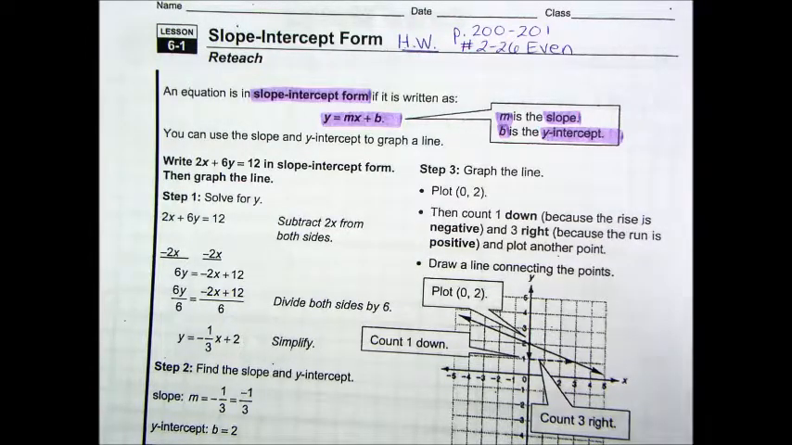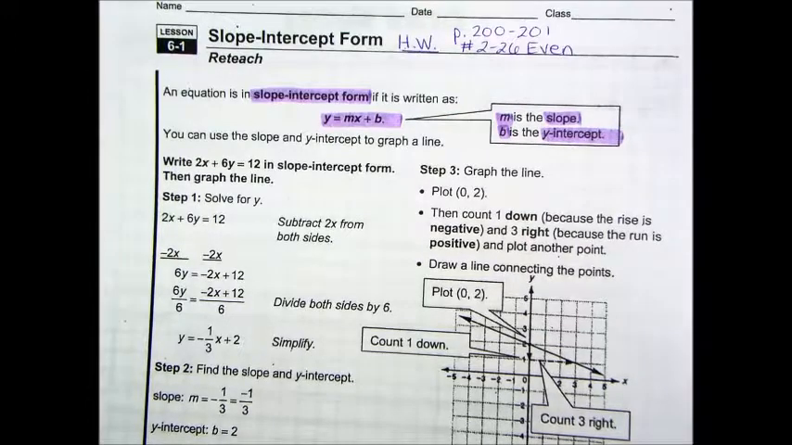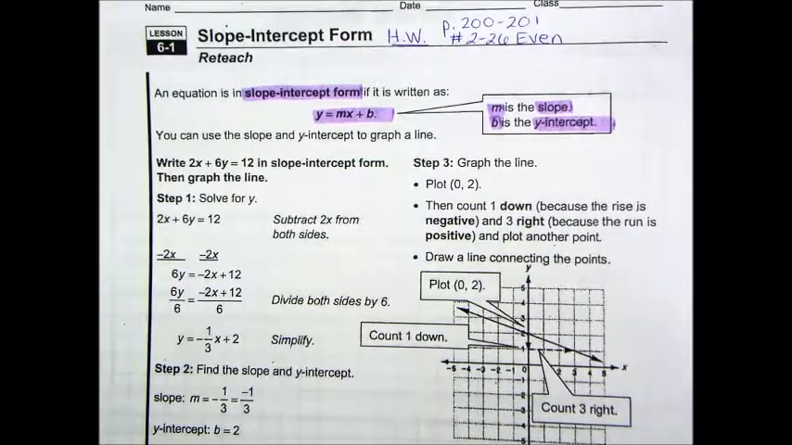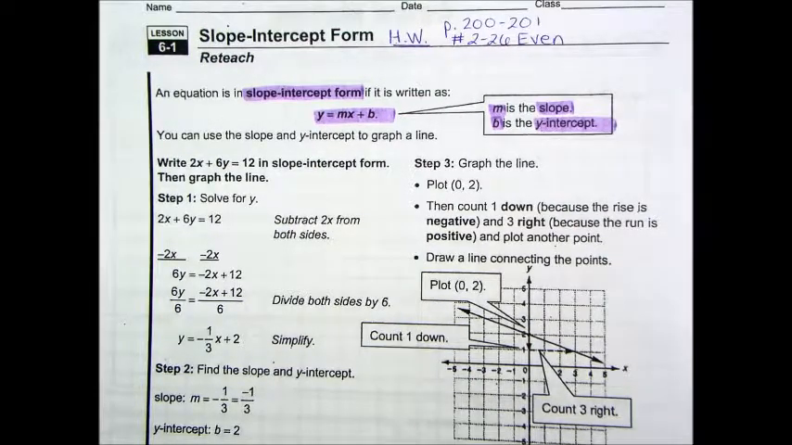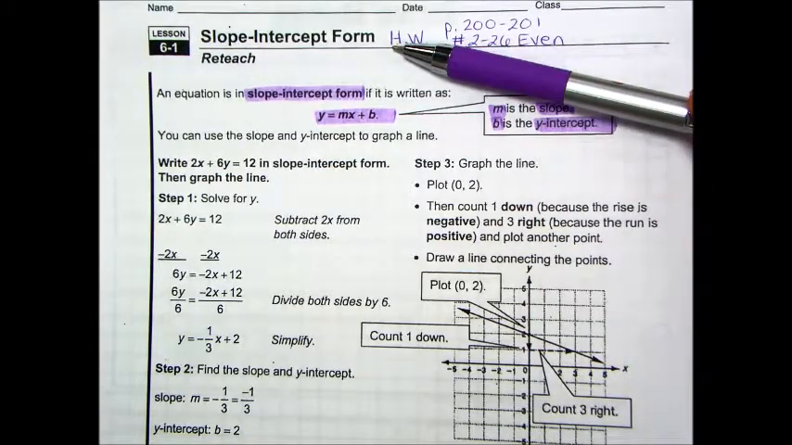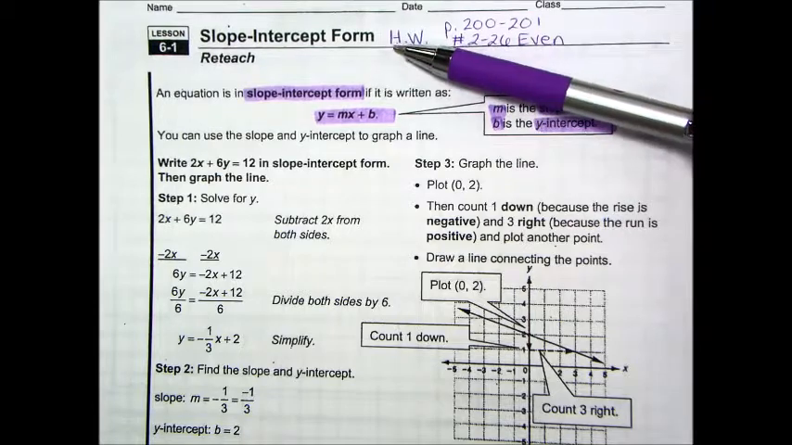Okay, hello everybody. Today we're going to start Module 6, and in Module 6 we are going to continue working with linear equations, and we're going to look at all of the different forms in which we can write and graph equations for linear equations. So we're going to start with the most familiar one for most people, slope-intercept form.